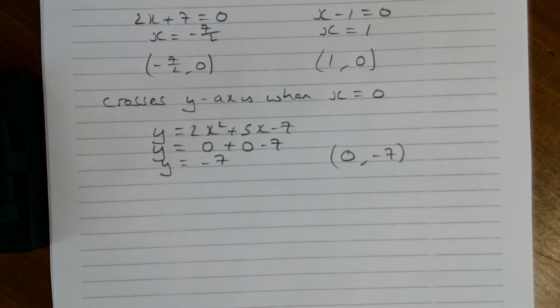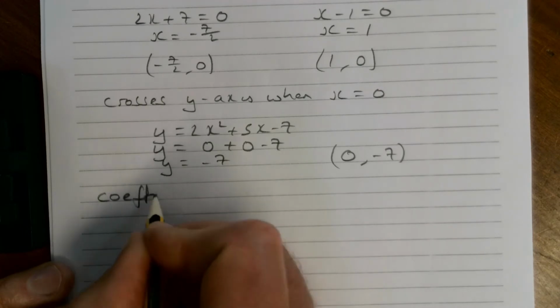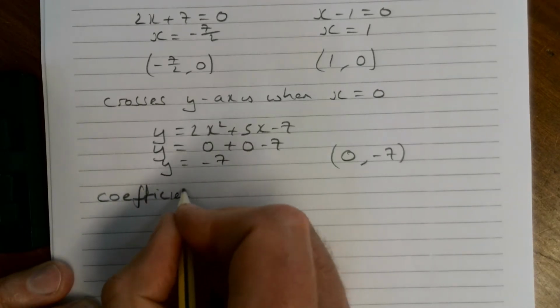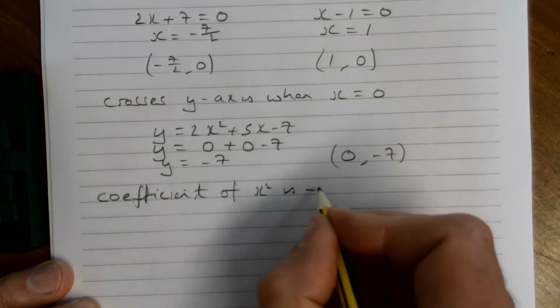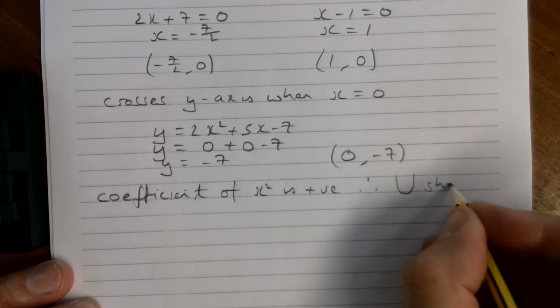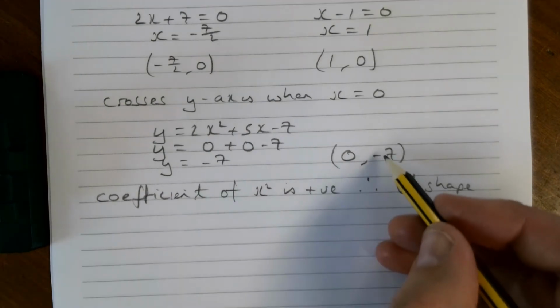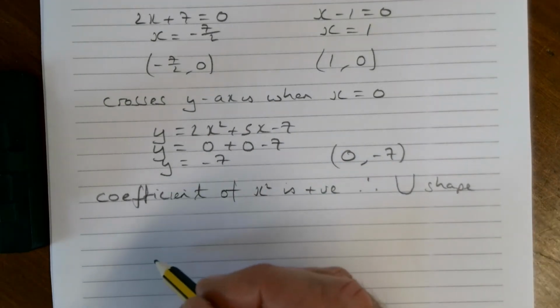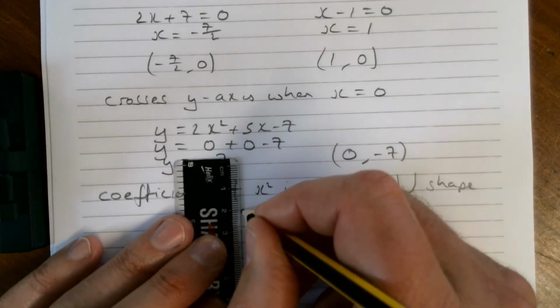Alright, our other piece of information is of course that it's y equals 2x squared plus 5x minus 7. So the coefficient of x squared there is positive. Therefore, it's going to be a U shape. So let's draw it out. We're going to have 0, minus 7. We're going to have minus 3.5. And we're going to have 1. Let's see if we can get our shape to work out here.